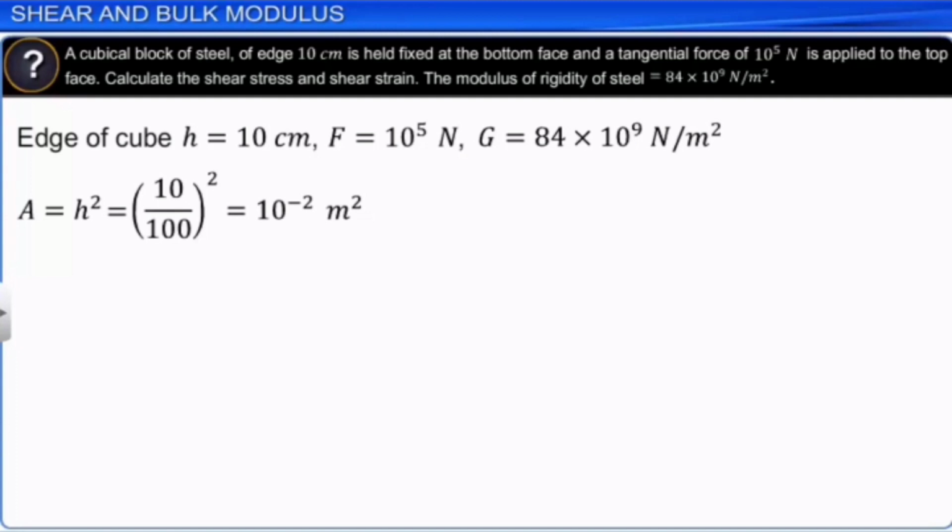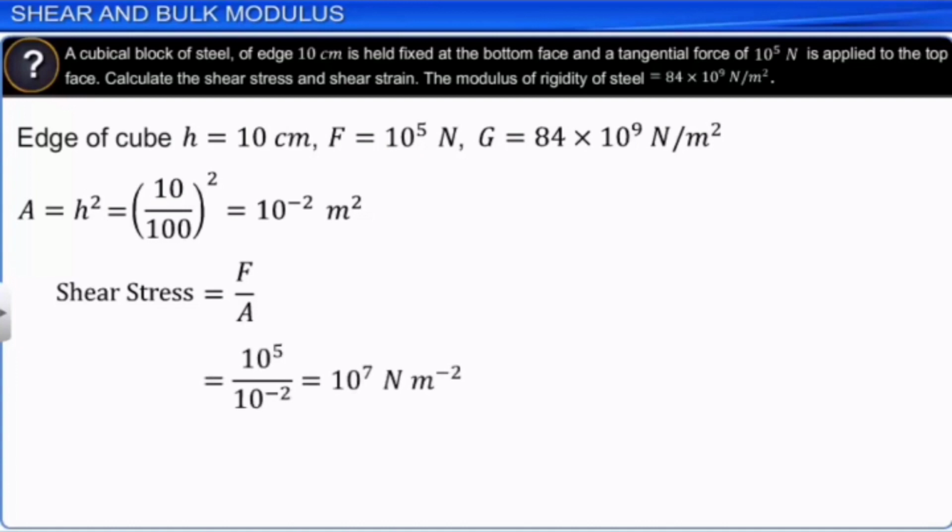The modulus of rigidity is the ratio of shear stress to shear strain. Arranging the relation to solve for shear strain and substituting the value of G and shear stress calculated earlier, we get shear strain as 1.19 times 10 to the power minus 4. Remember, strain has no units.